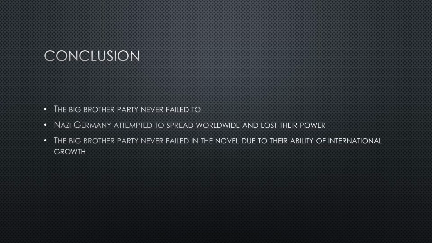In conclusion, the Big Brother party in the novel 1984 and Nazi Germany were totalitarian regimes who used propaganda and hatred to fuel their nation and build nationalism in an attempt to control their governing state. Strategically, both nations were similar. However, Nazi Germany attempted to spread worldwide and lost their power. The Big Brother party never failed in the novel due to their ability to limit international growth and solely focus upon British society.